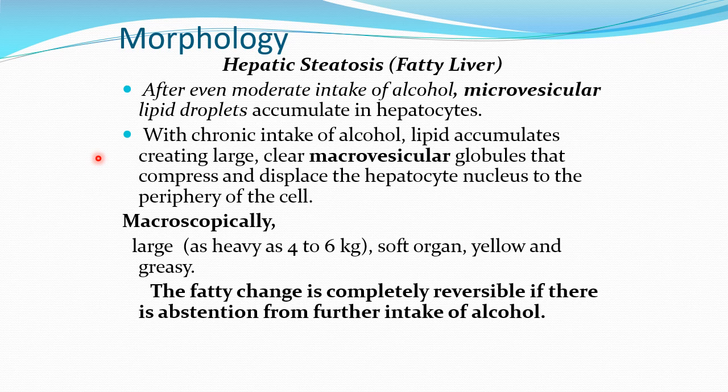That is the microscopic change. And macroscopically, what will happen? Whenever something is deposited in an organ, there will be enlargement of that organ. Right, if something is being deposited, it will become bigger. So there is a large liver that is heavy, about 4 to 6 kilograms in weight, a soft organ with a yellow and greasy appearance. I told you, this is a completely reversible change, and if there is abstinence from further intake of alcohol, it will be reversed.